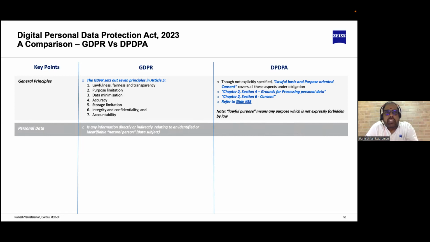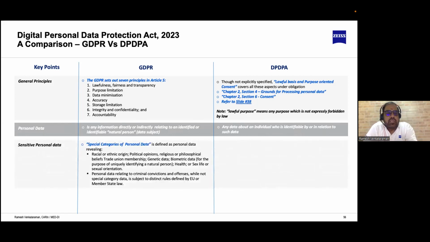Personal data definition, I don't see any big difference. Any PII, any data which directly or indirectly relates to an identified or identifiable person. Here we are talking about indirect identifiers. Here that law is talking about any data about an individual who is identifiable by or in relation to such data, right? He or she. Then it is personal data of that person. In GDPR, we have special categories of data, right?